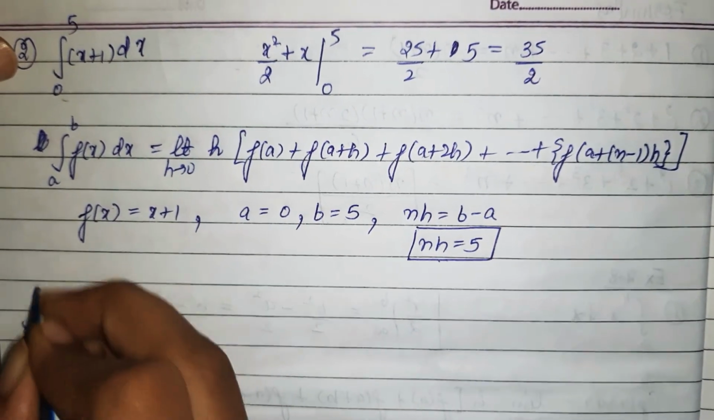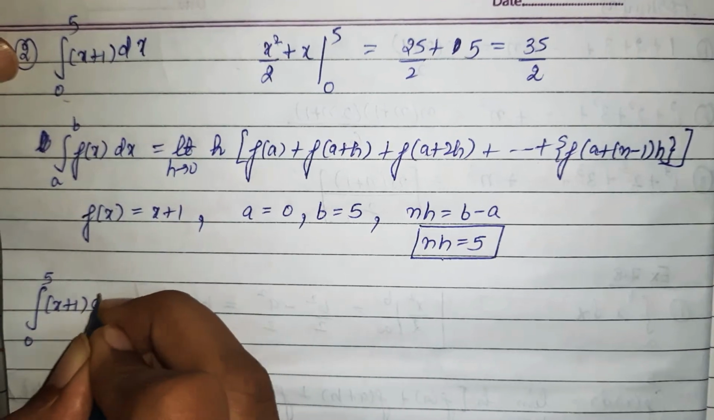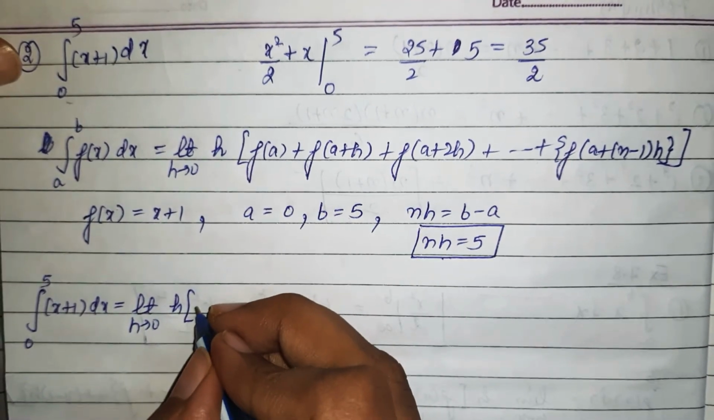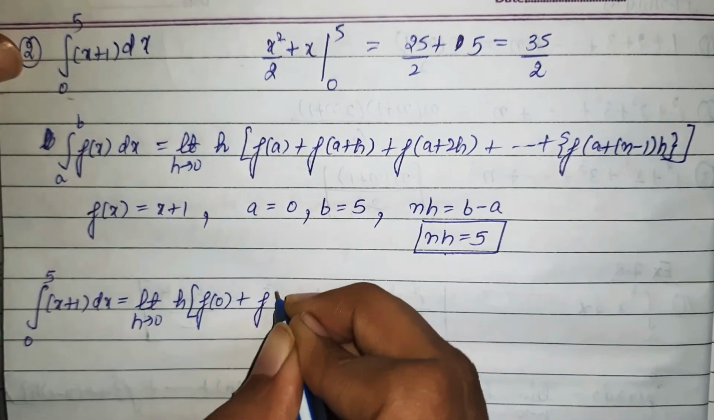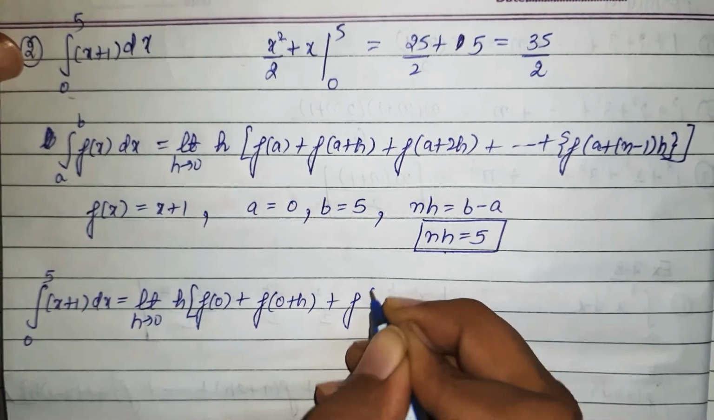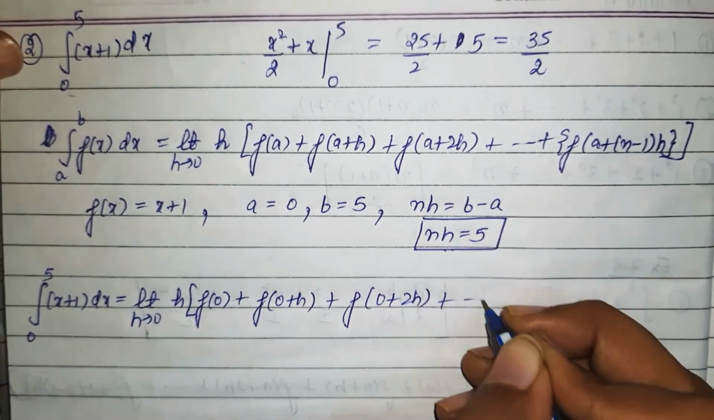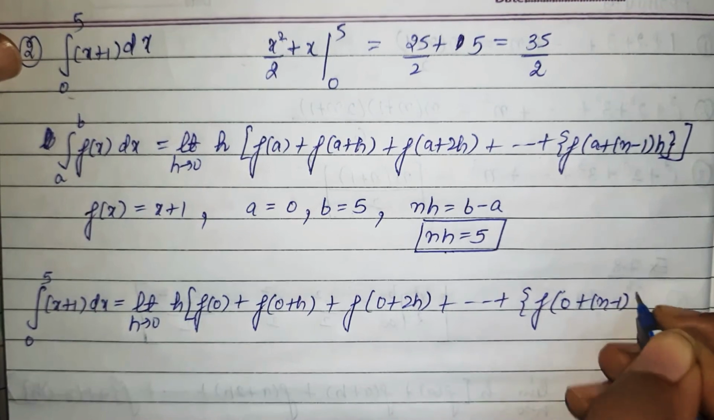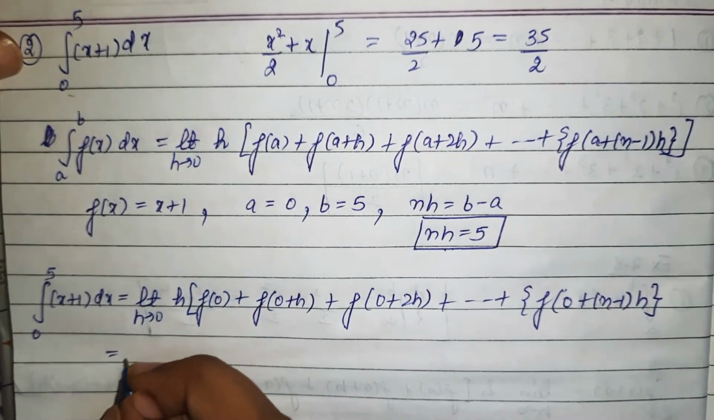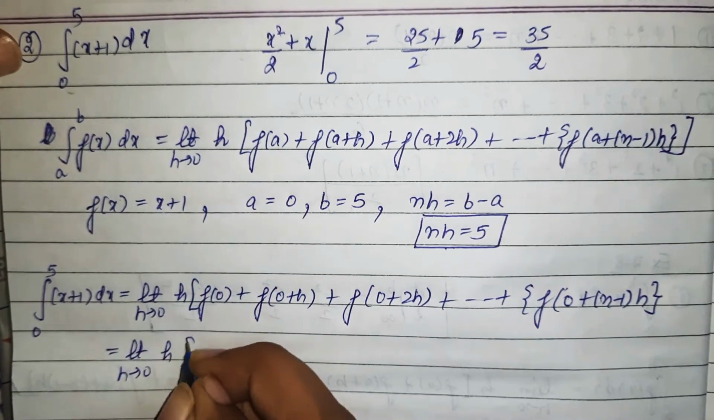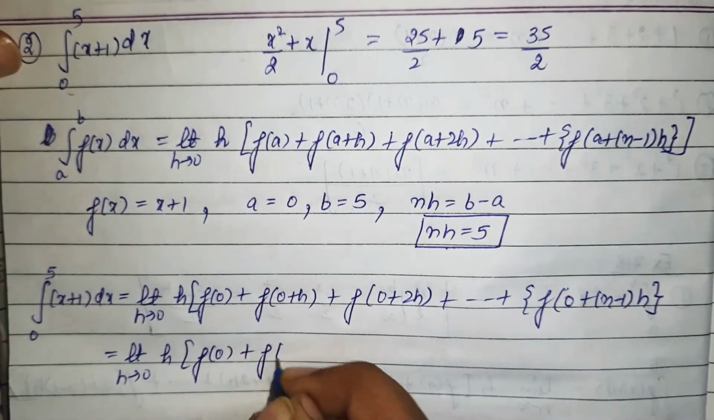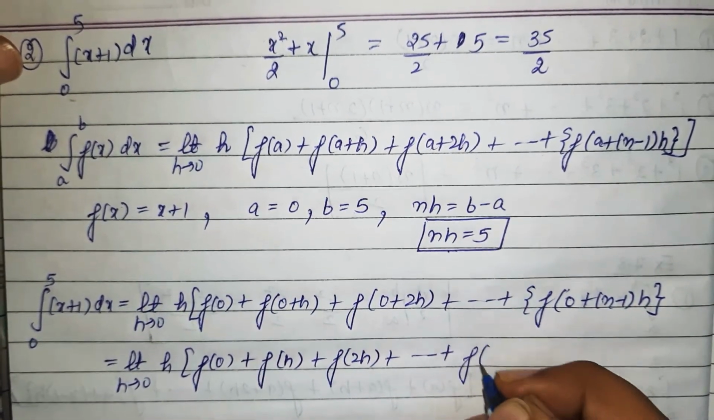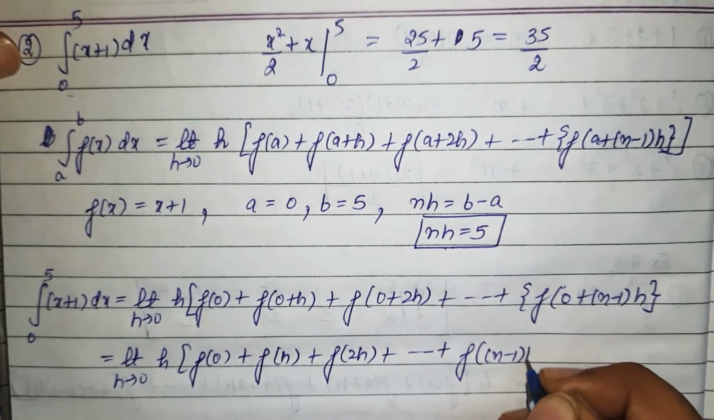A to b means 0 to 5, x plus 1 dx, limit h tends to 0, apply the formula. f of a is f of 0, f of 0 plus h, f of 0 plus 2h, and this is f of 0 plus n minus 1h. So basically limit h tends to 0, h, f of 0, f of h, f of 2h, and this is f of n minus 1h.